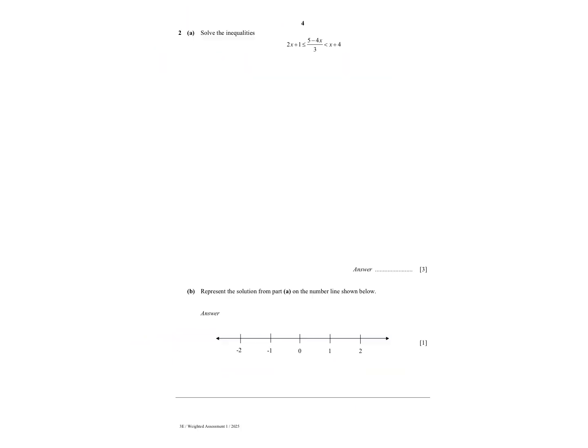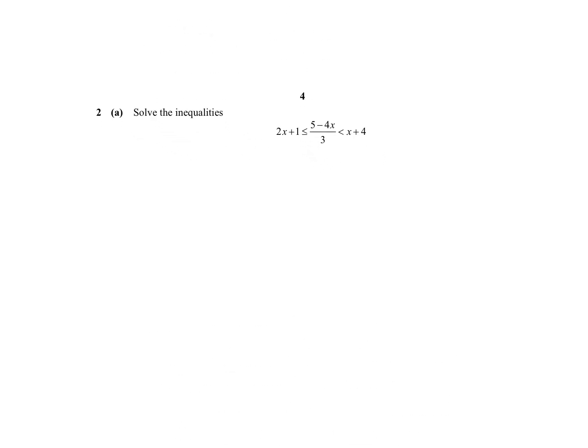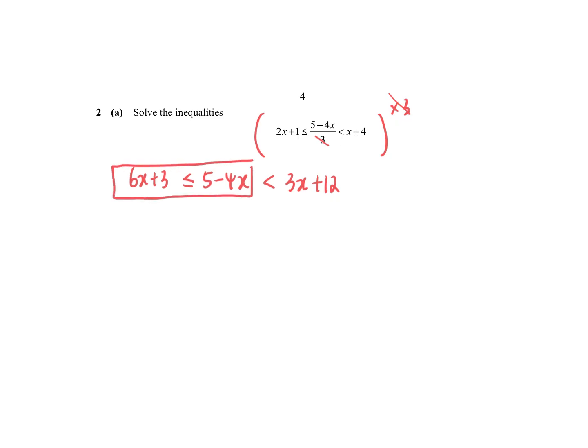Okay, next one. This one is an inequality. You are expected to break it into 2. But if you don't want to break it first, you want to get rid of the fraction first, you can multiply everything by 3 first. So you will get 6x plus 3. And then the minus cancels out. The 3 cancels out. And then you have a 3x plus 12. So you can get rid of the fraction first and then you split, which is also fine.